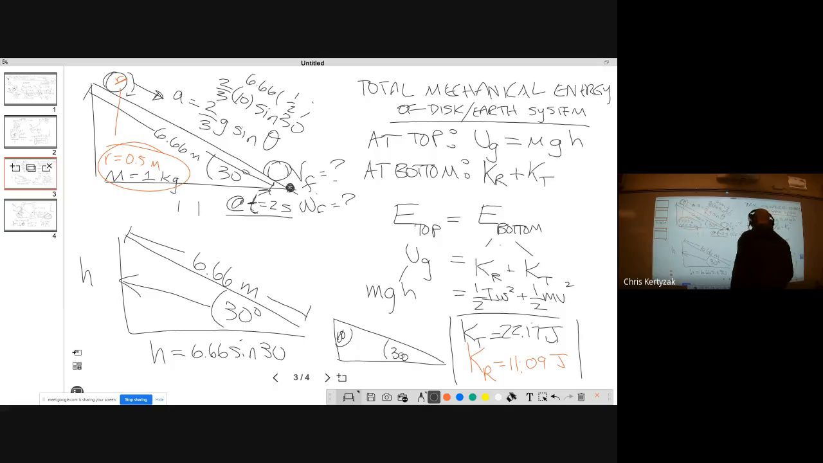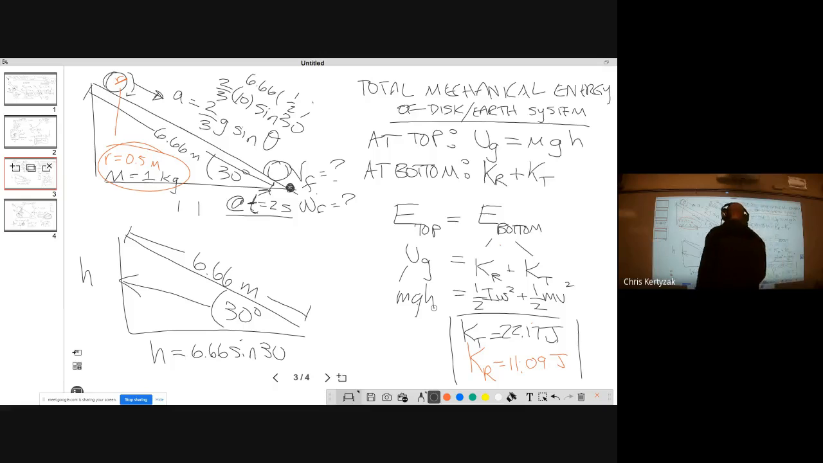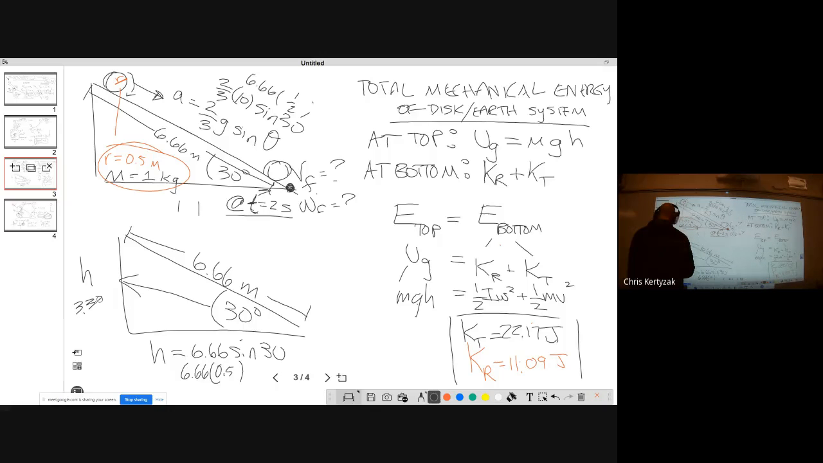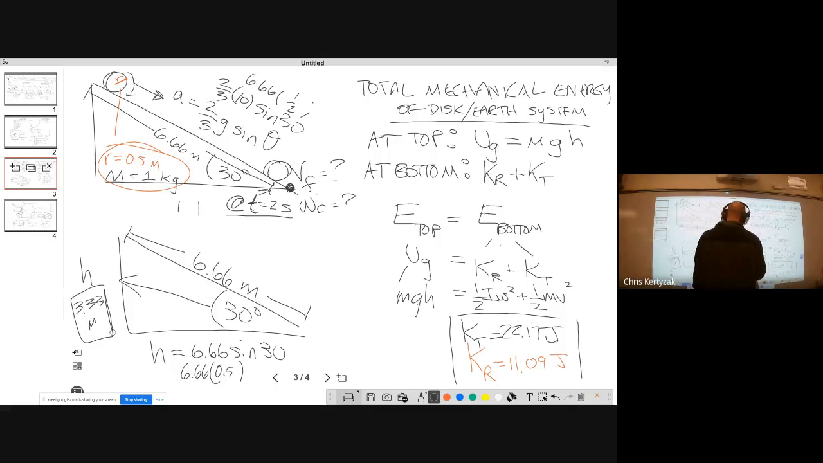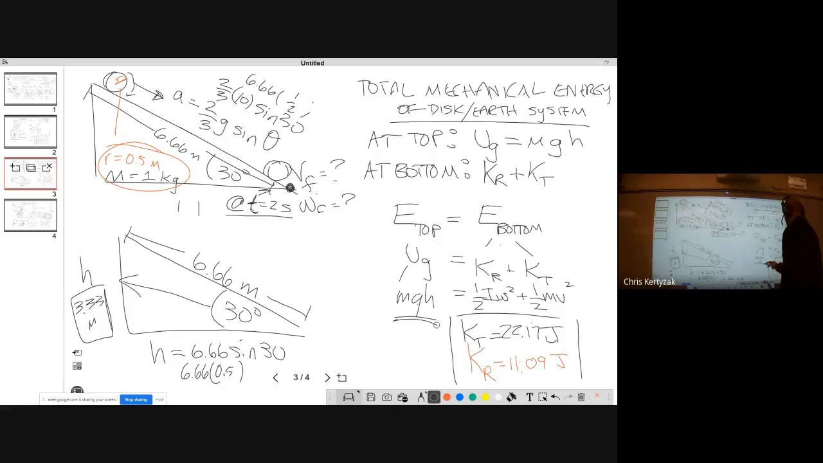60, 30, it's 1, 2, and root 3. 1's the smallest length, 2's the longest length, root 3. Sine 30, here's our 30. Opposite over hypotenuse. Opposite is 1, hypotenuse is 2. So it's 1/2, right? So since sine of 30 is 1/2, then really the height should be half of 6.66, which is 3.33. Right?